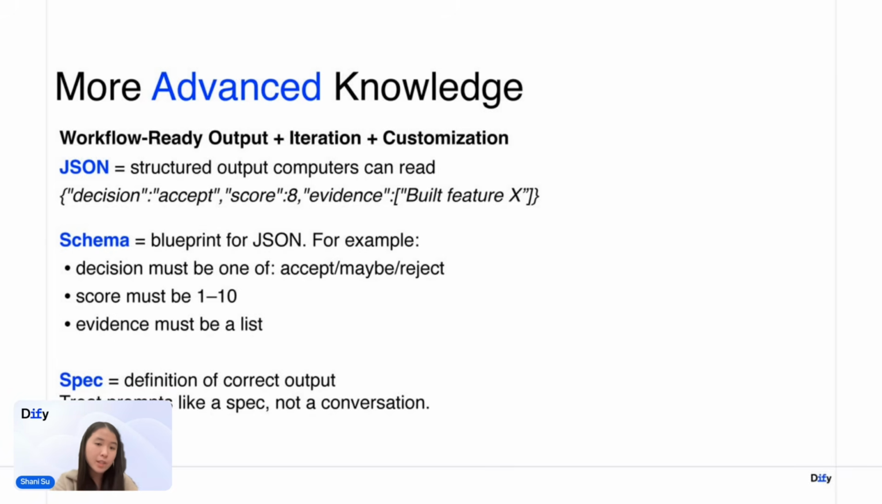The schema is the blueprint for JSON. For example, the decision must be one of accept, maybe, or reject. Scores must be 1 to 10, and evidence must be a list. This is all information that's not necessarily needed at this time, depending on your level of knowledge of LLMs, but it is great to keep in mind that you are able to structure the output of an LLM node in your Diffy workflow and use it later on in a way that is more applicable and more efficient. And I can show you a little hint in the later workflow that we're going to work on.